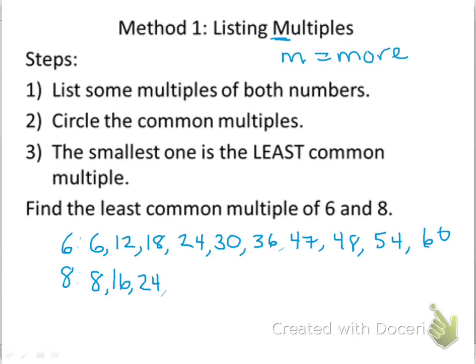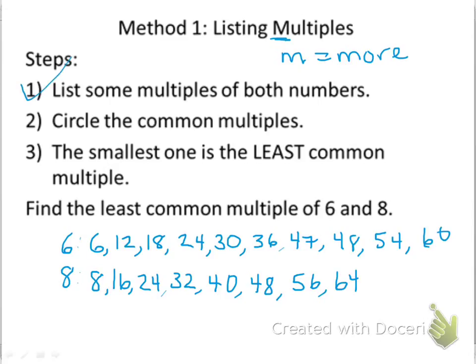8 times 4 is 32. 8 times 5 is 40. 8 times 6 is 48. 8 times 7 is 56. 8 times 8 is 64. And I'm going to stop there. All right, so we've done number 1. We've listed some multiples of both numbers.